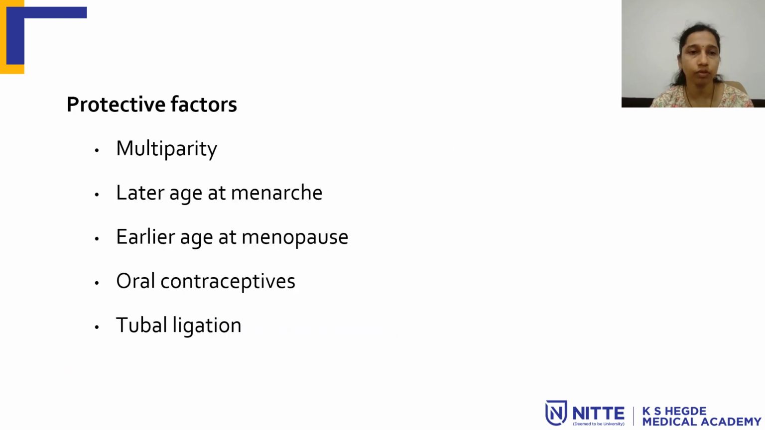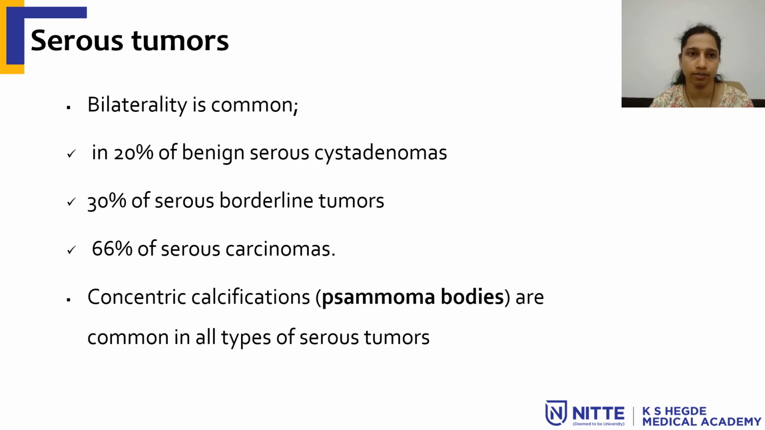family history. So the protective factors are multiparity, later age at menarche, earlier age at menopause, oral contraceptives, or tubal ligation. So if the patient is multiparous, it suggests that whenever there is a lower number of ovulations taking place, there is less chance of ovarian cancer.